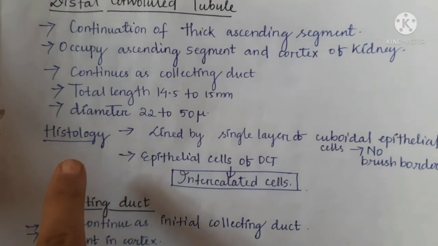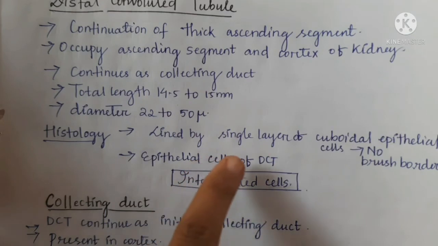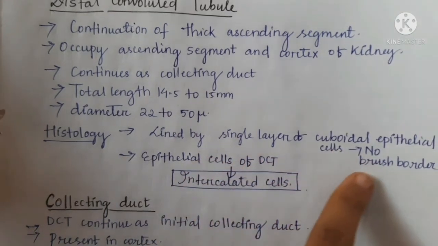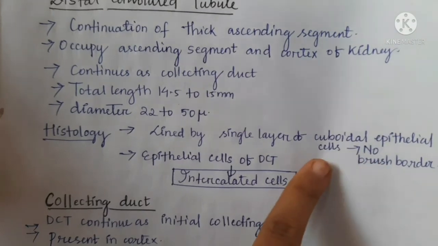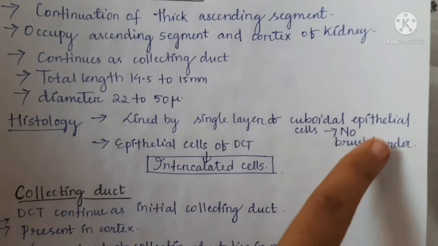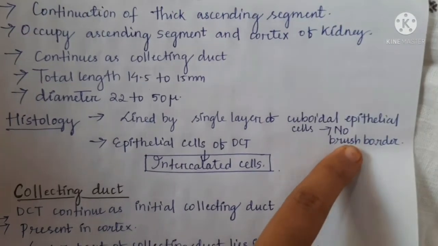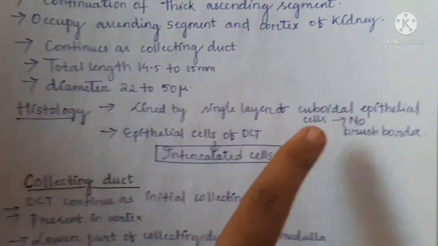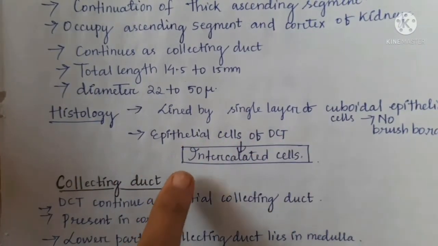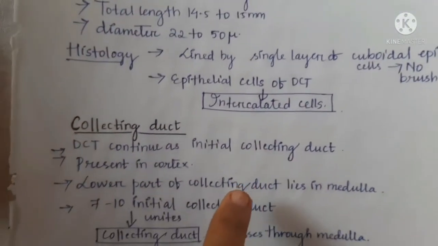Then the functional histology. It is lined by a single layer of cuboidal epithelial cells with no brush border. I am repeating these points because they are very important regarding MCQs. The epithelial cells of the DCT are called intercalated cells.